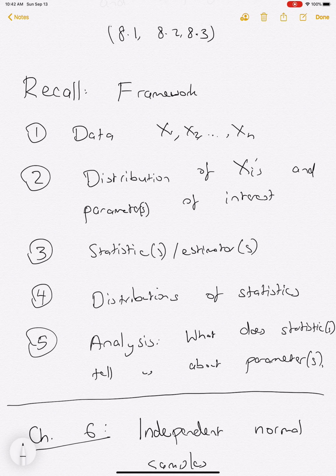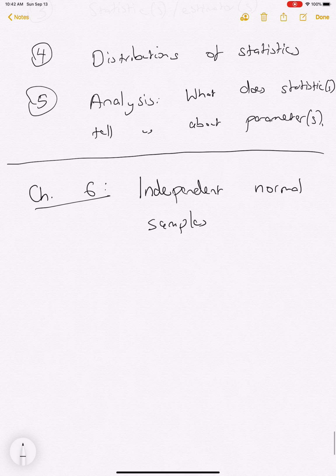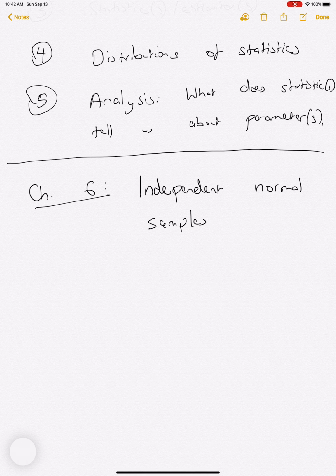So what do the statistics in 3, with the distributions in 4, tell us about the parameters? We're going to see concretely what this has been in chapters 6 and 7 before we move on to chapter 8, just to see how chapter 8 is a little bit different.